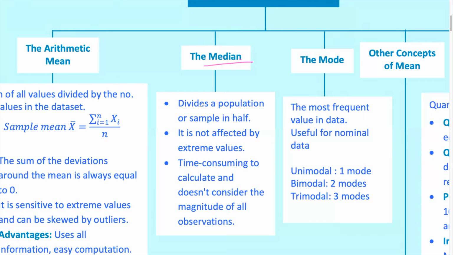Next up is the median. This is the middle value in an ordered list of observations. If the number of observations is odd, the median is the center observation. If it's even, it's the average of the 2 center observations. The median isn't fazed by outliers, making it a solid measure of central tendency.